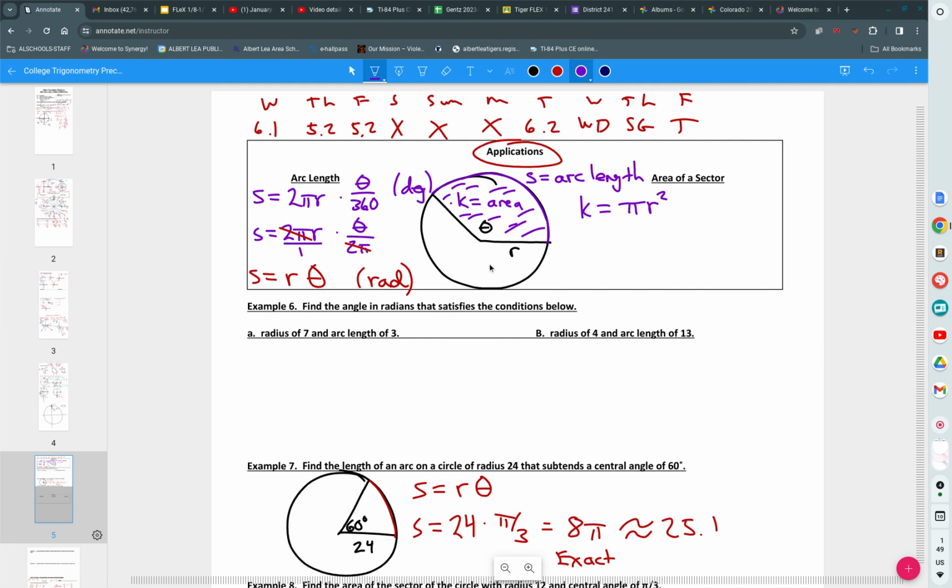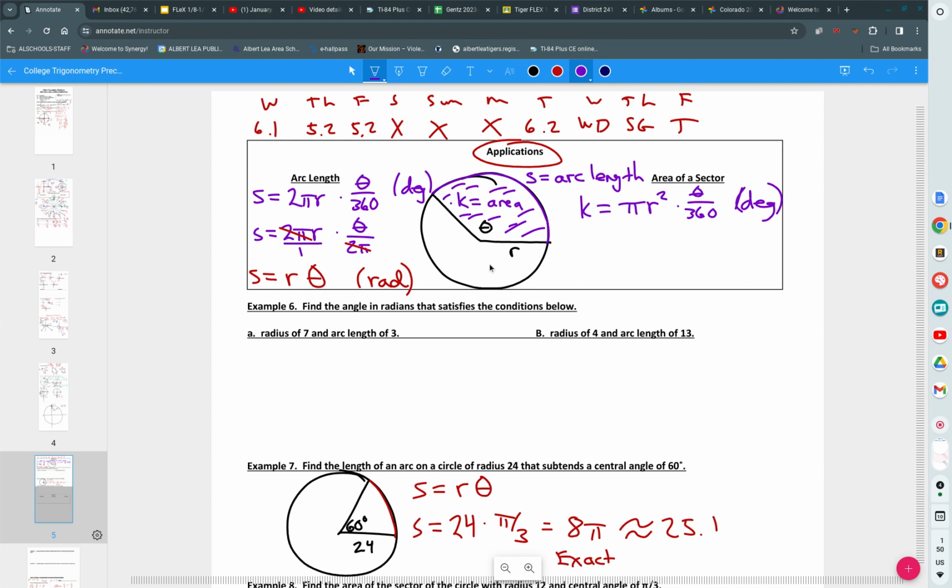And again, we just have a fraction of it. We just have theta over 360. And that will produce the area for us. That's if you're working in degrees. I don't want to work in degrees, I want to work in radians.